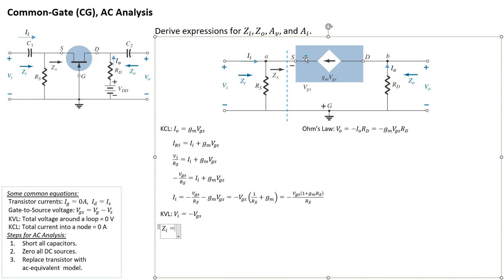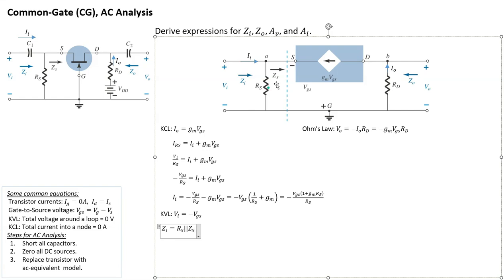Now ZI is going to be, okay, sorry. We need to work out what ZS is. I think that's the first thing we need to work out, because we need to use it for ZI, because basically ZI is going to be the parallel of RS and ZS, right? So let me just write that down. We need to find out what ZS is. Okay, so let's see what ZS is.